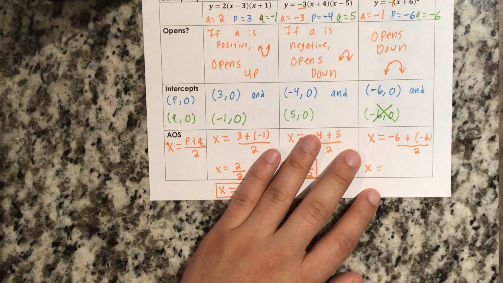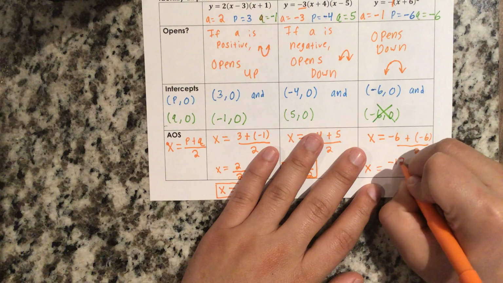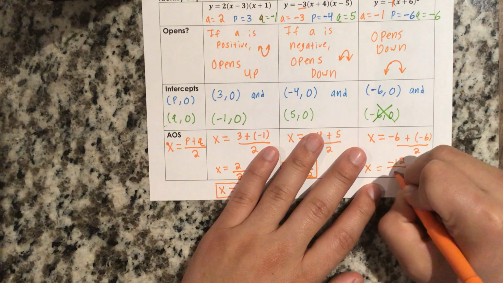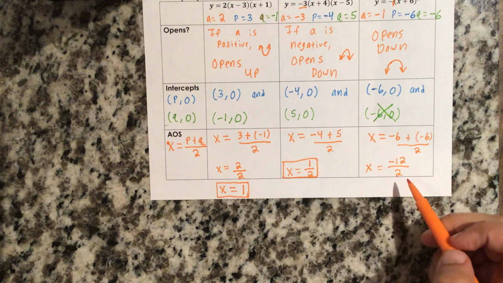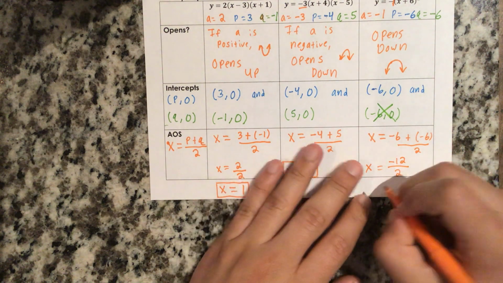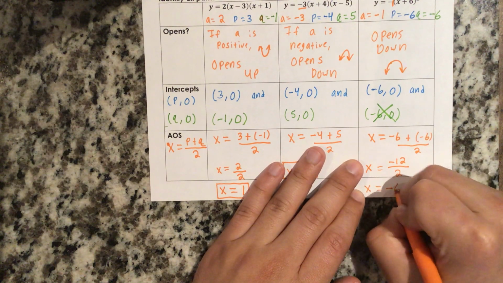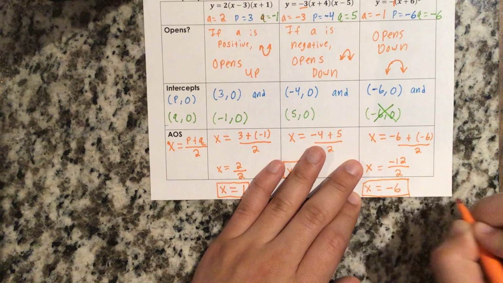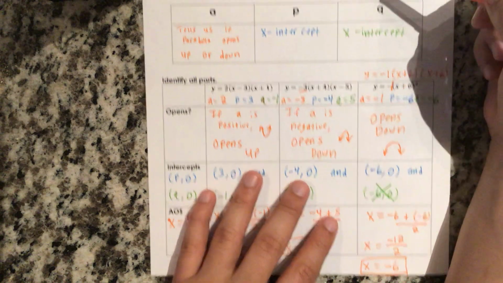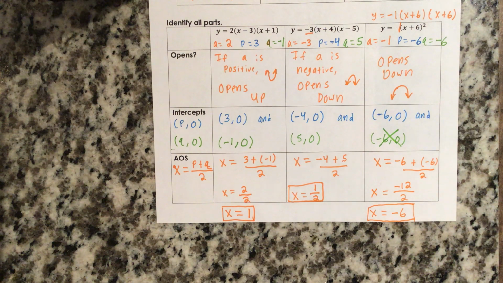So again, you can use your phone calculator if you need to, but negative 6 plus negative 6 would give me negative 12 over 2, okay? And then again, you could use your phone calculator here if you want. Negative 12 over 2, to reduce it, will give me x equals negative 6, okay? So that's my axis of symmetry. That's that invisible line that divides my graph in half, which y'all can see up here, okay? So the axis of symmetry here is negative 6. And that's it. We're good.